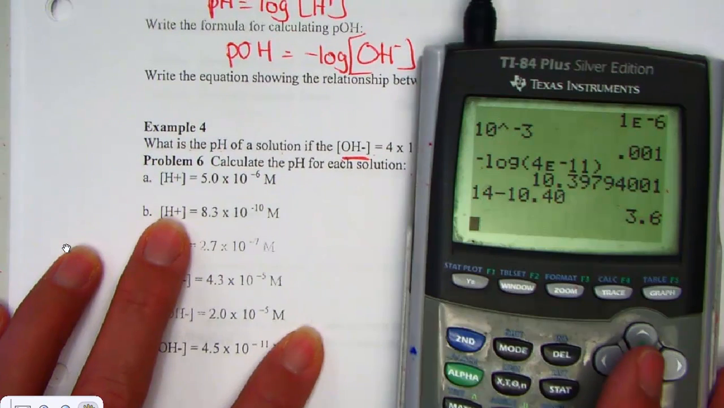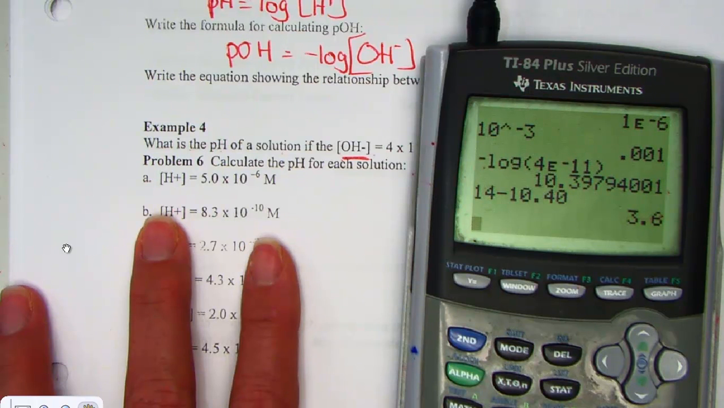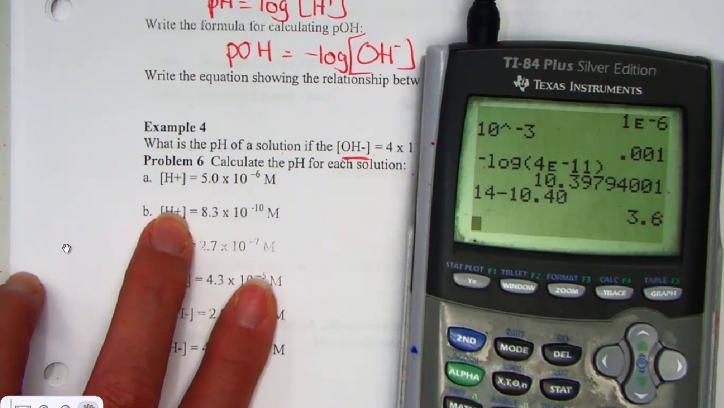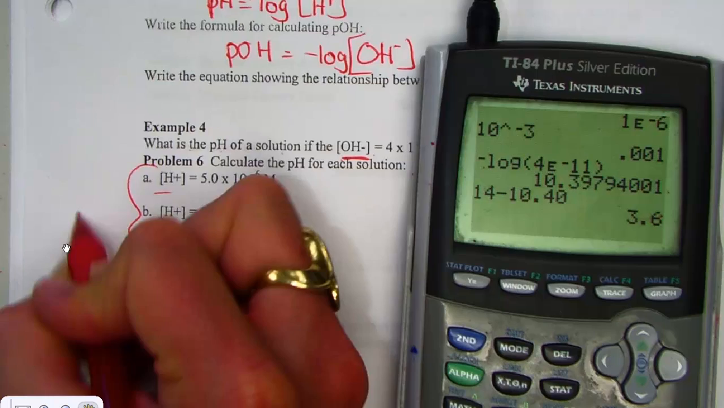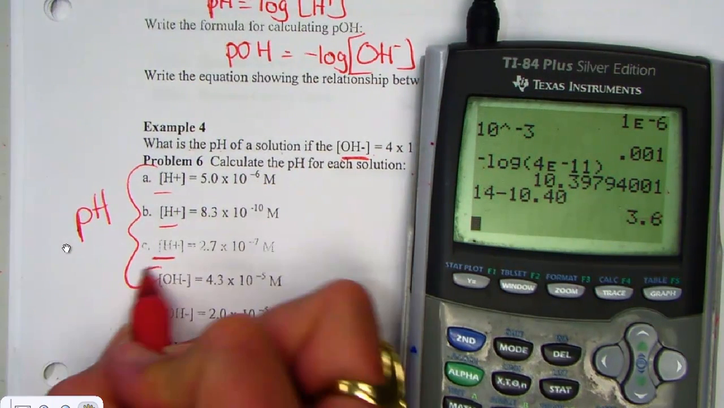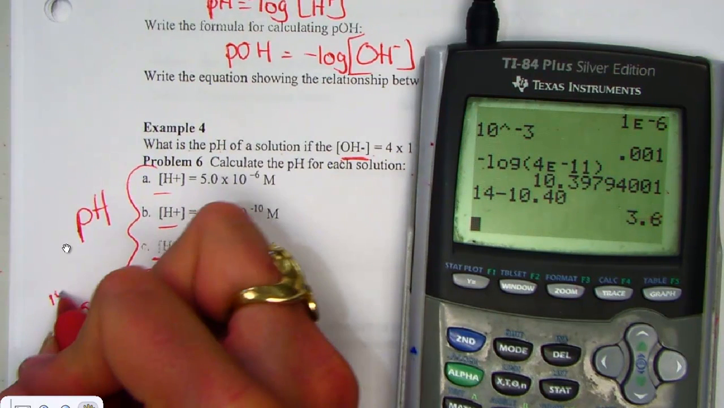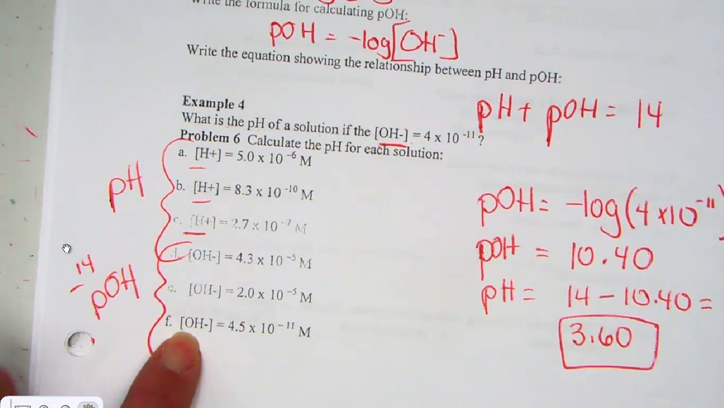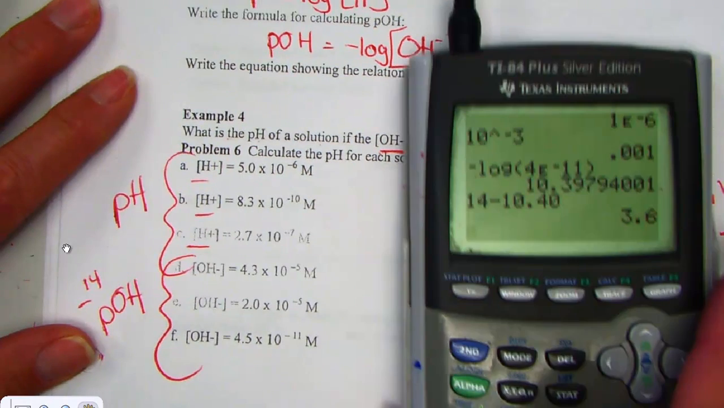This is some calculator work, and I really don't necessarily need to see this all on your paper. It can be as easy as 14 minus, if it's hydroxide, to flip it to pH. Hydrogen ions directly give me pH, but hydroxide ions get me pOH. So I just remember that if I'm doing hydroxides, there's that last additional step to flip pH out of pOH.